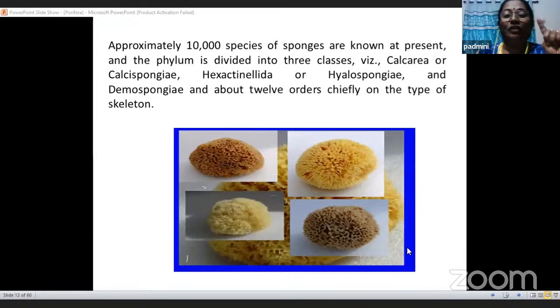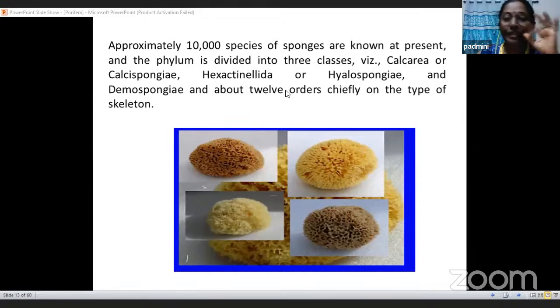There are approximately 10,000 species known. These are the different types of sponges that you come across in the seawater. Whenever you go to any seashore, you will find vendors selling different types of shells and different types of sponges like this. All these are sponges that they capture. Why are they solid? Because they are made up of calcareous spicules. That is the reason why they are hard. When they die, they become very hard.